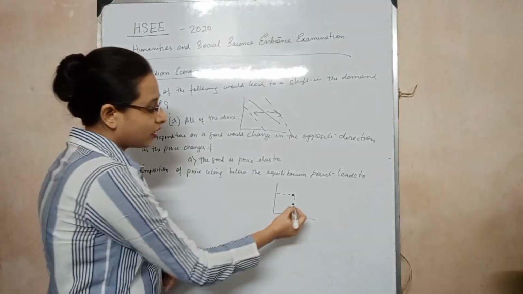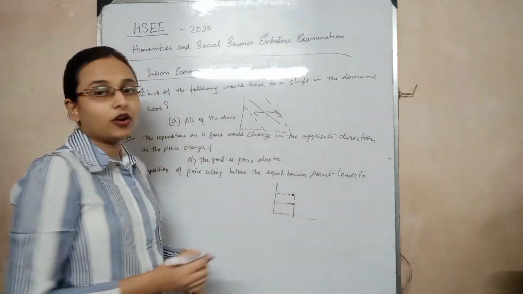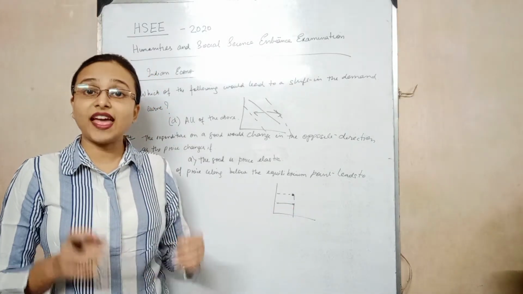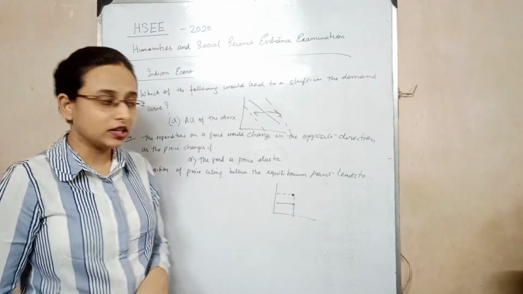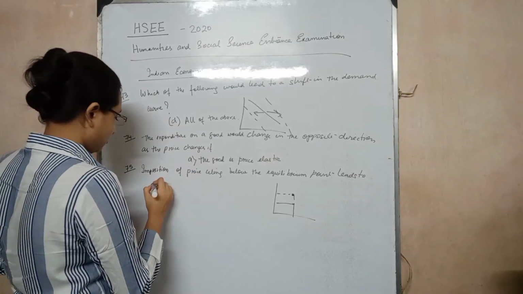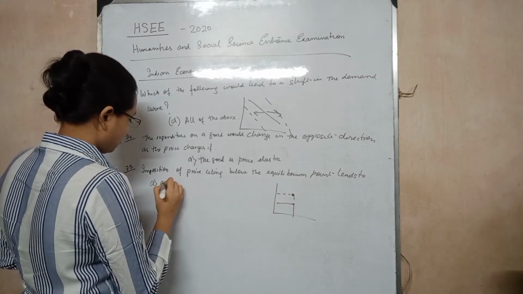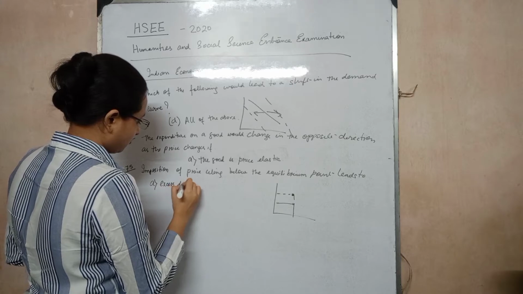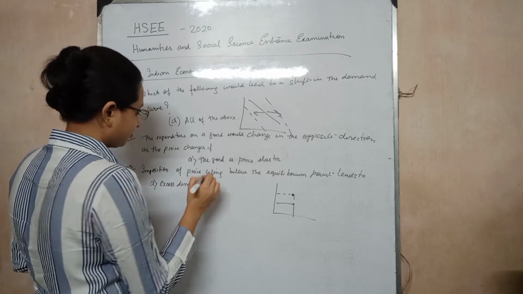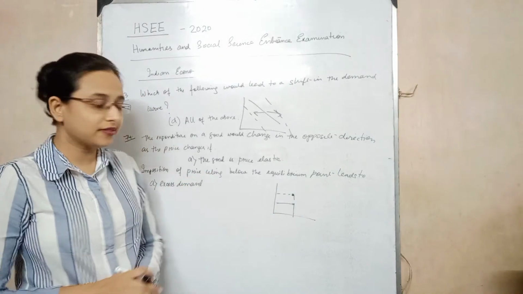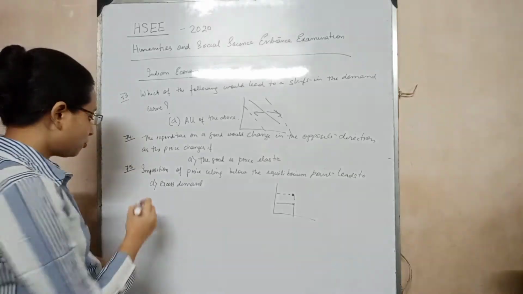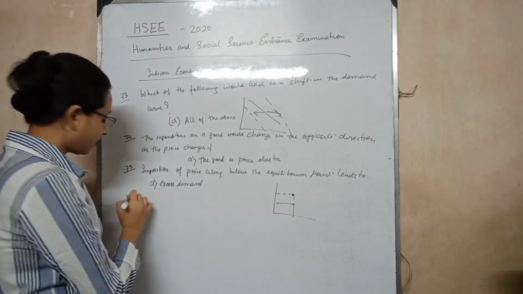So from here we can understand definitely what will happen. It will be excess demand. Demand will increase. Okay, I hope it is clear. Now we will come to question number 76.